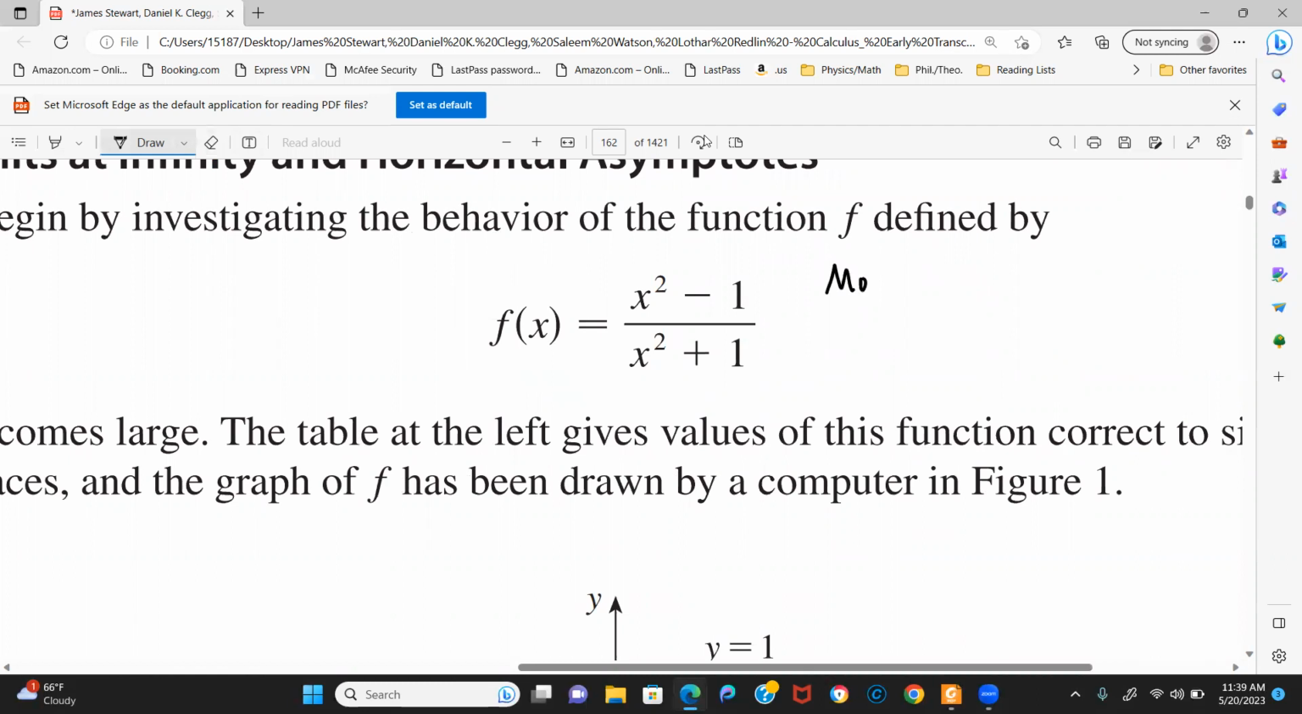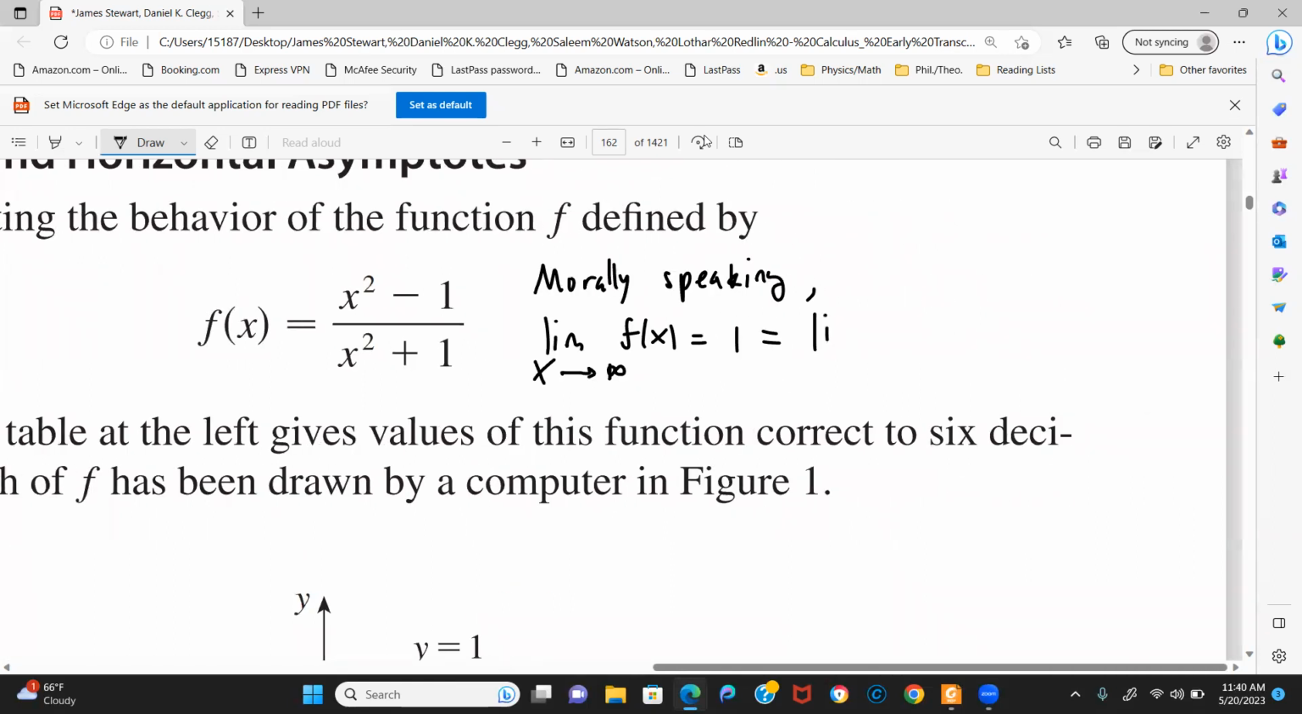So maybe we can say, morally speaking, in this case, the limit as x goes to plus infinity of f of x should equal 1, and that should also be the same thing as the limit as x goes to negative infinity of f of x. So both these limits should equal 1. It's not always the case that the limits going to plus or minus infinity are both 1. They might be different numbers, which is perfectly fine. In this case, we get the same.